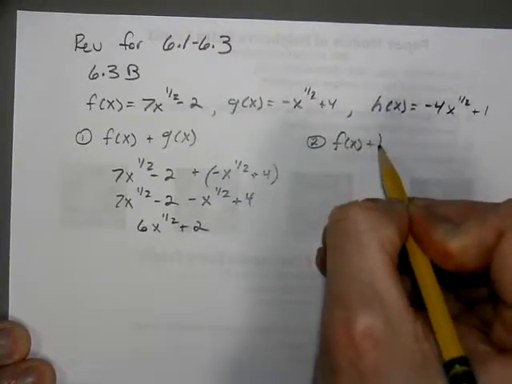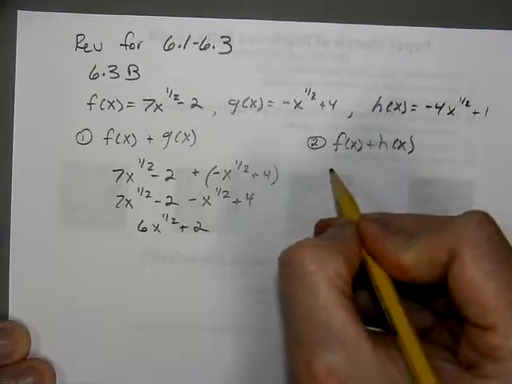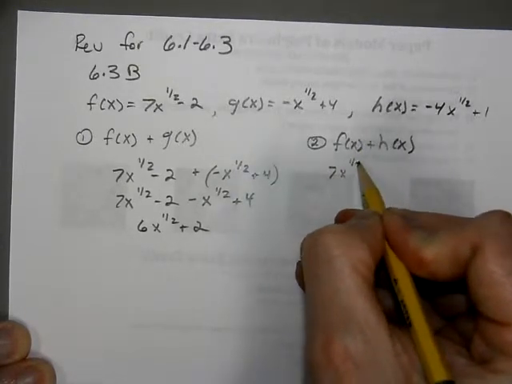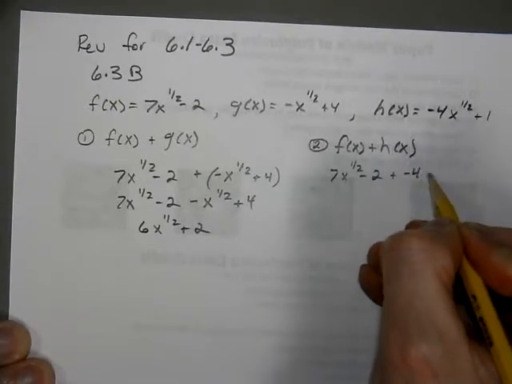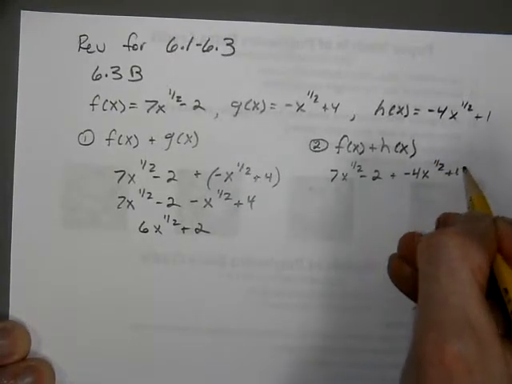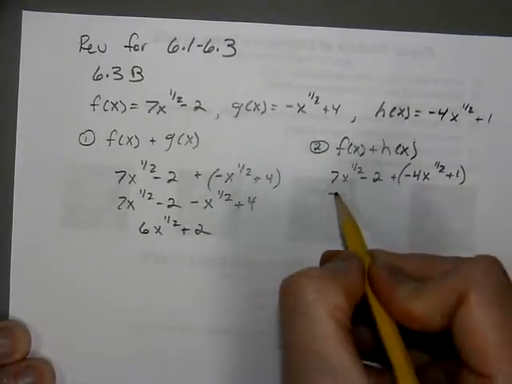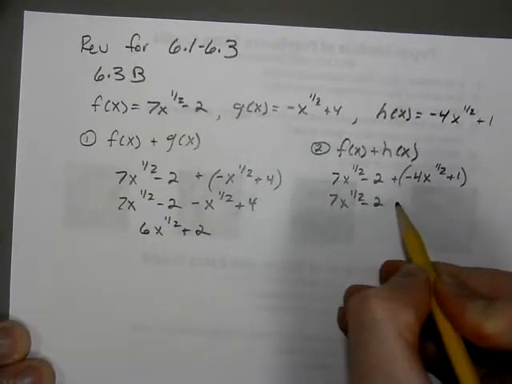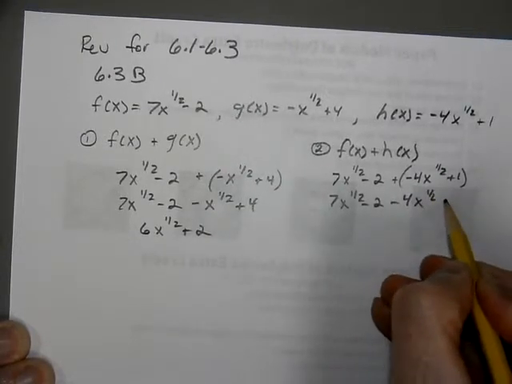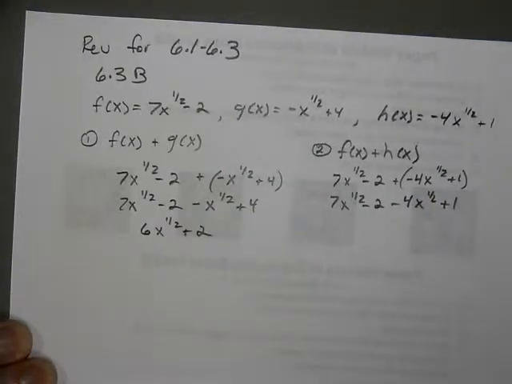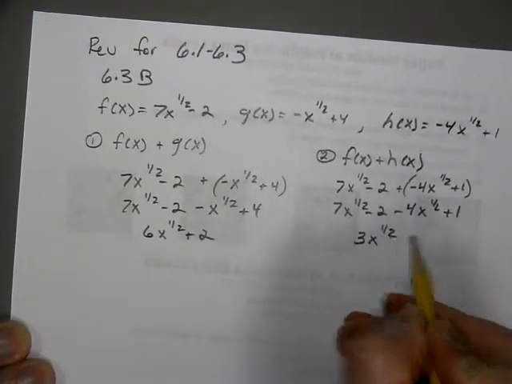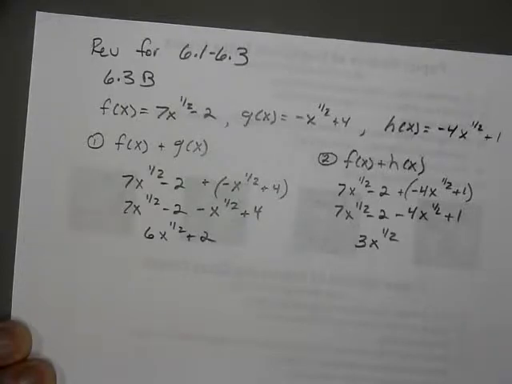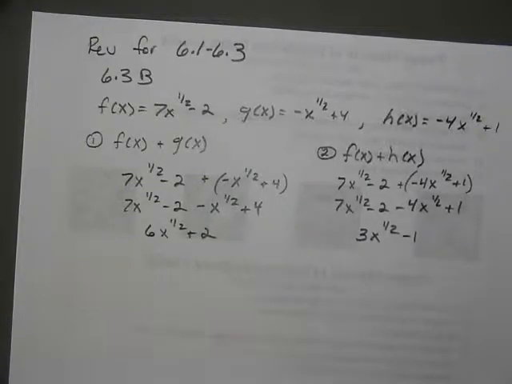F of x plus h of x. 7x to the 1/2 minus 2, and a negative 4x to the 1/2 plus 1. Well, we can rewrite that again. So 7 minus 4 is 3x to the 1/2. Negative 2 and a positive 1 is a negative 1. Nothing we can do to group that together any differently.